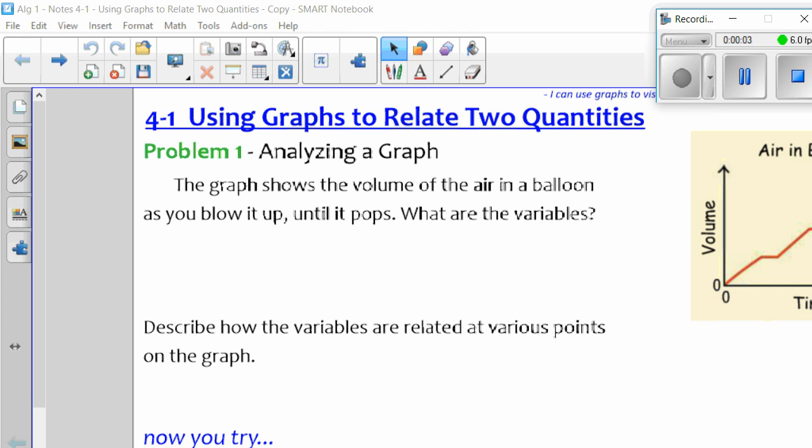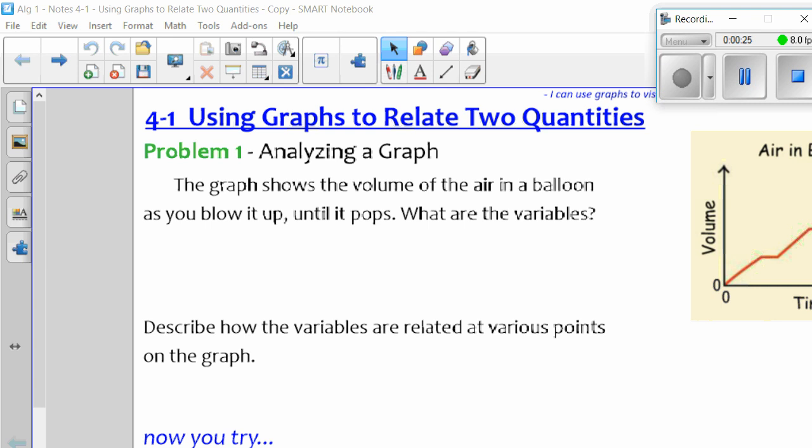Everybody, this is chapter 4, section 1. We're going to look at graphs. We're going to do some interpreting of graphs. So we're just going to kind of see what they say and then talk a little bit too about what makes up the graph. We're going to call those variables. And so when you deal with graphs, usually there's two variables, okay?